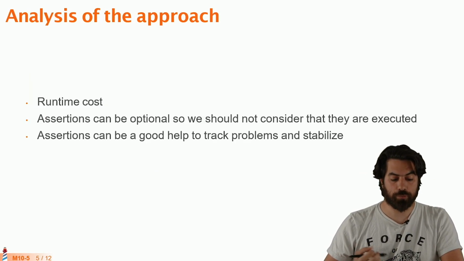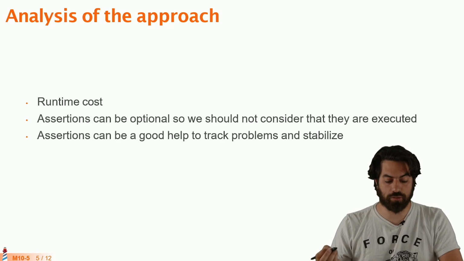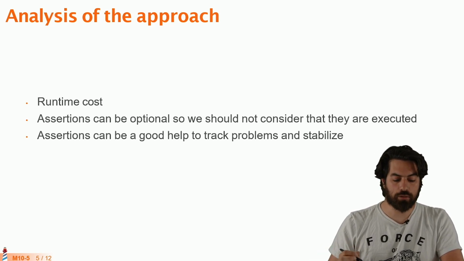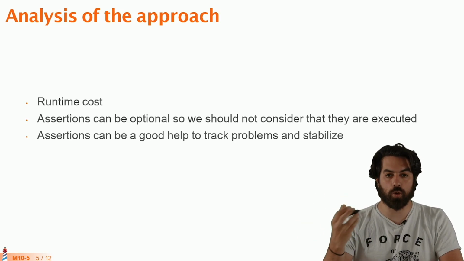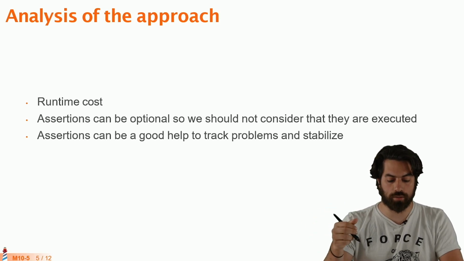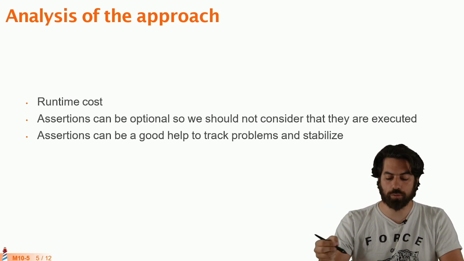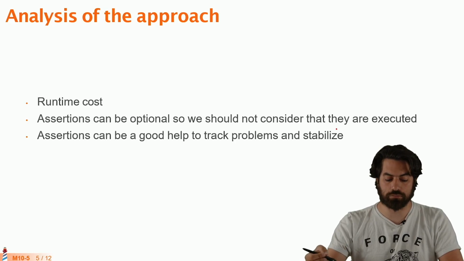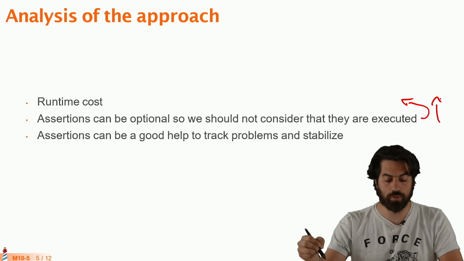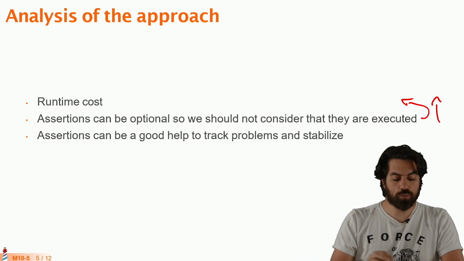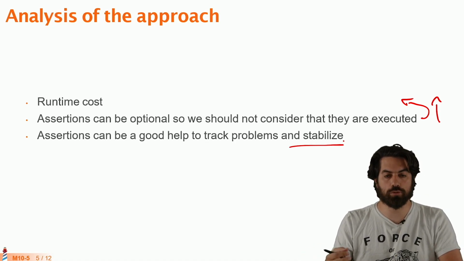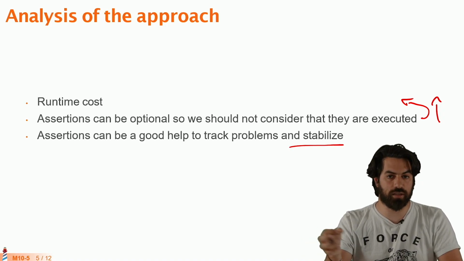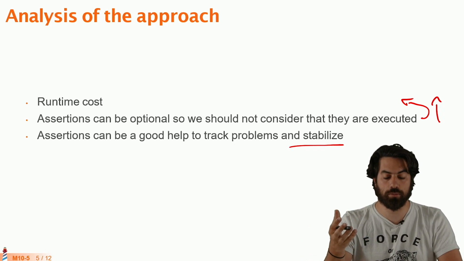Let's analyze it a bit. First, we need to think about the runtime cost of such assertions. Of course, in many different languages, assertions can be optional. We can turn them on and off, and for example, avoid having them compiled at all at the end. So we could think that they are never executed in production, and in that case they don't have any runtime cost. That could be a potential benefit. They could also help us track problems and stabilize the code when developing. We don't want to have nil as a padding in any object, so let's validate it right away.